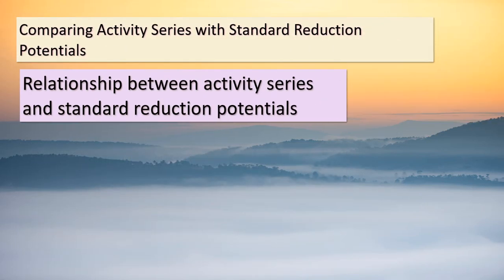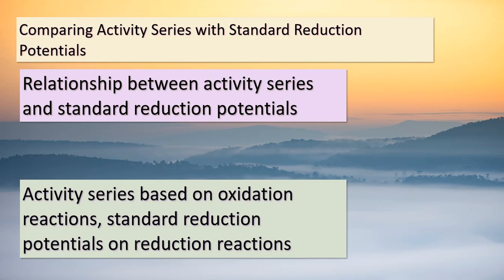Hello again, dear students. Now that we've introduced the connection between the activity series and standard reduction potentials, let's delve deeper into the world of reducing agents and oxidation. In the context of the activity series, a reducing agent refers to a substance that has the ability to facilitate the reduction, gain of electrons, of another substance. Interestingly, in redox reactions, a reducing agent itself gets oxidized.